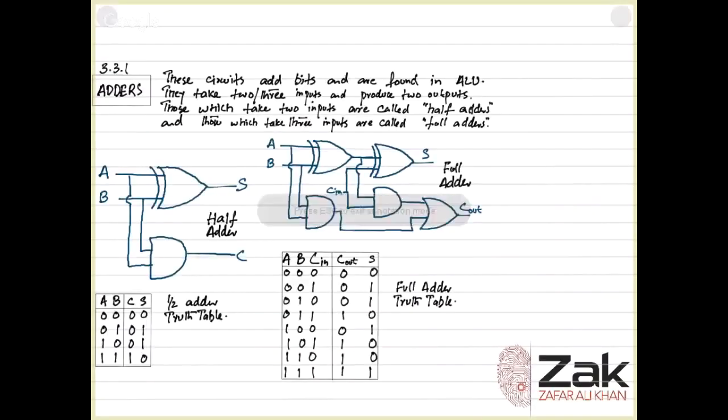All right. What are adders? Adders are circuits which add. So if they add, what does that mean? They take 2 bits and add them up. They take 3 bits and add them up.